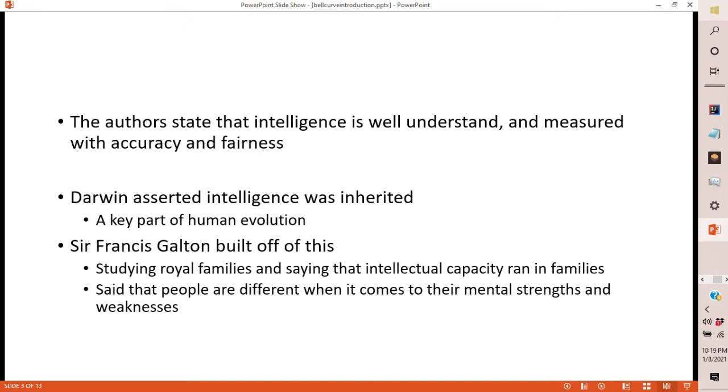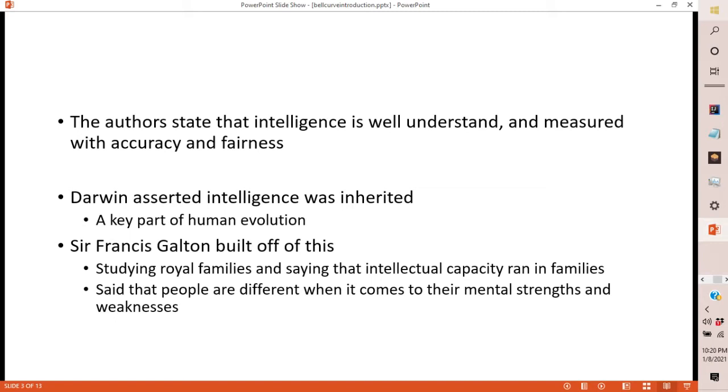We actually know quite a bit about intelligence, and it's been thought about, mulled over for a long time, since Darwin. Even Darwin asserted that intelligence was inherited. It was a key part of human evolution. This is how we got from apes to Homo sapiens, where we are today, if you believe in such theories. I'm not going to convince you or anything like that.